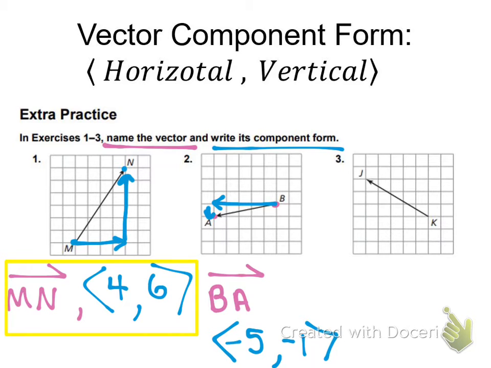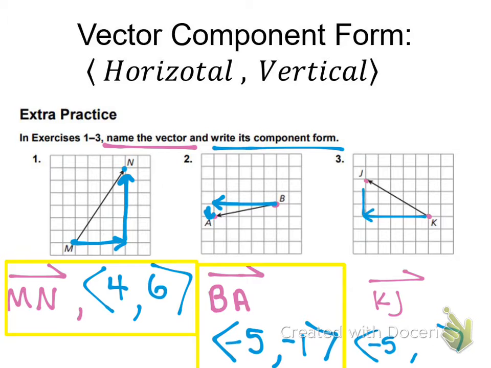All right, and then last, in component form, naming it first. What's the first letter we're going to write? K, and then J. And then in component form, do we go left or right? To the left, how many? So that would be negative 5. And then we go up 3, so that would be positive 3. Beautiful. So that's a vector. That's naming it and writing its component form.